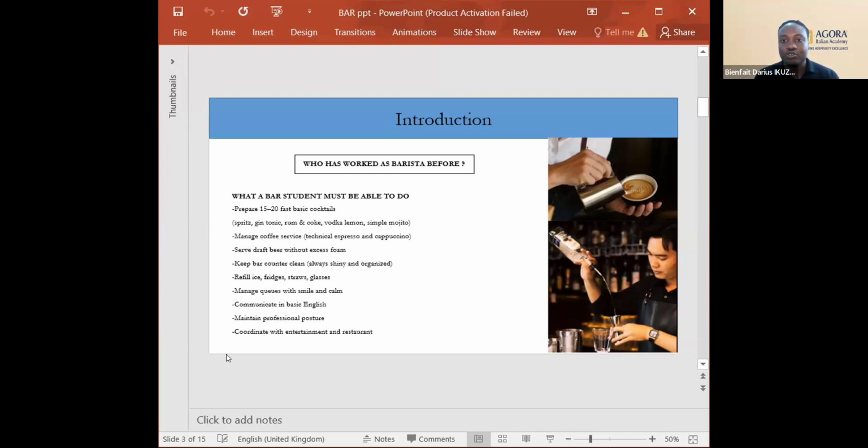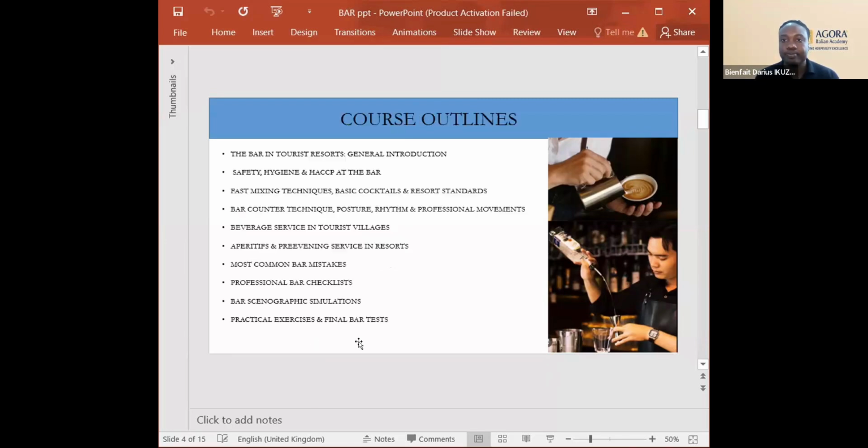At the end of this course, we expect every student to be able to serve draft beer without excess foam and keep the bar counter clean. So we get to learn some different measures on how to keep the bar clean. And we expect each student to be able to communicate in English as well as in Italian and to manage the restaurant as well as the bar.